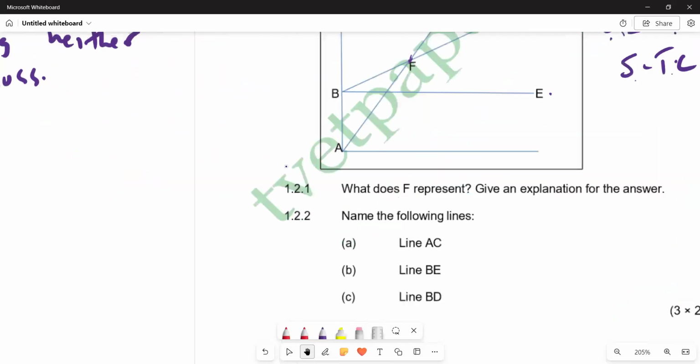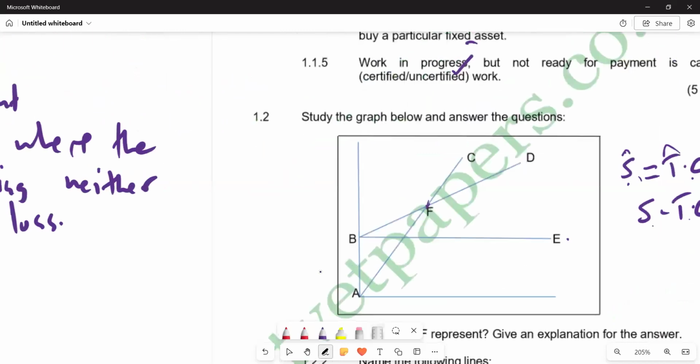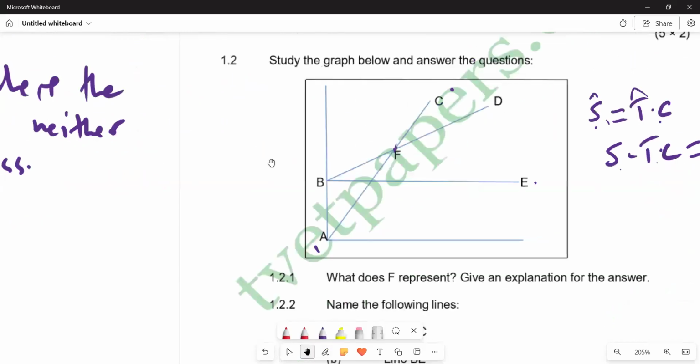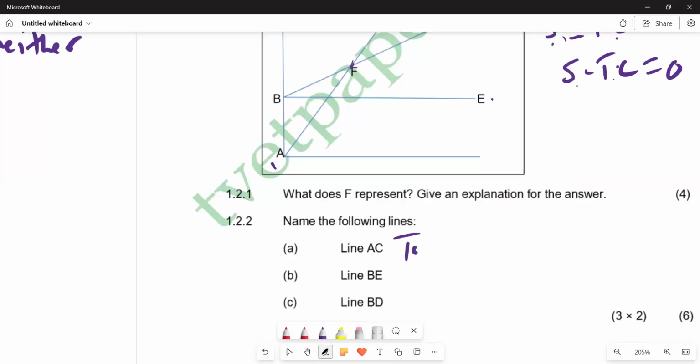Next question now needs us to identify the lines. We've got line AC, from A to C. This is the 45-degree line from the point of origin, and it represents the total sales line. So here we can just indicate it as the total sales line.